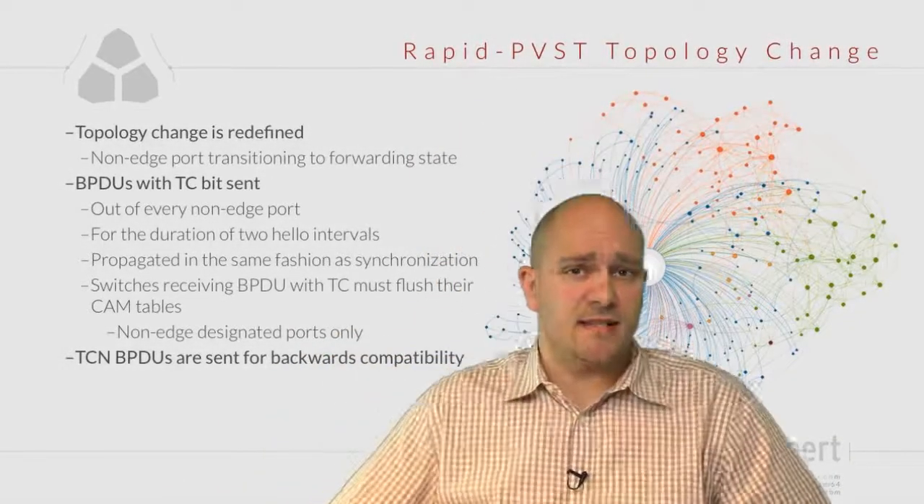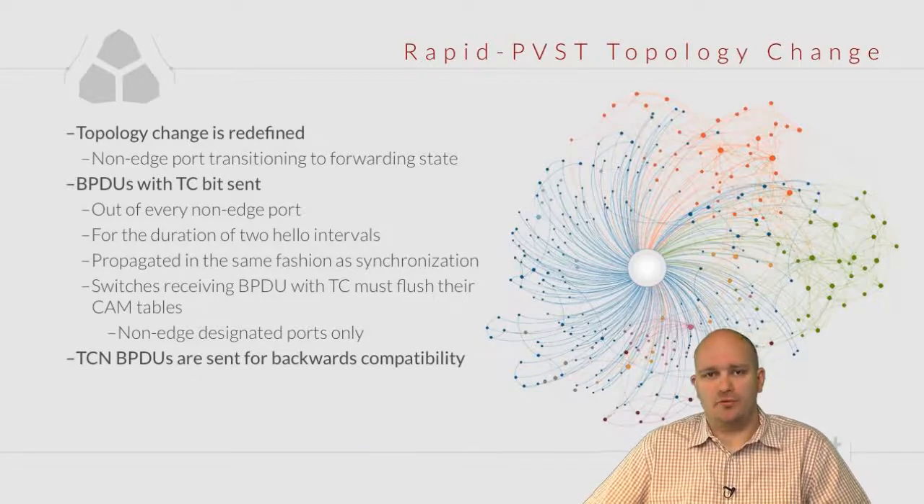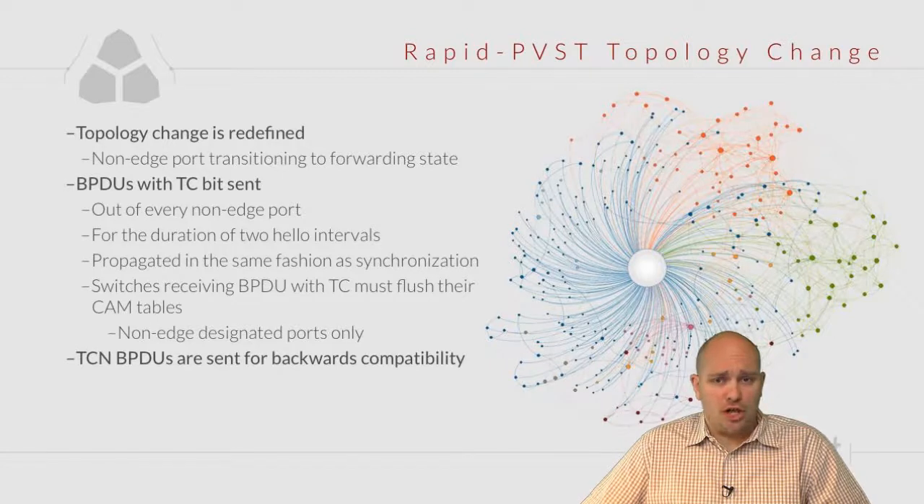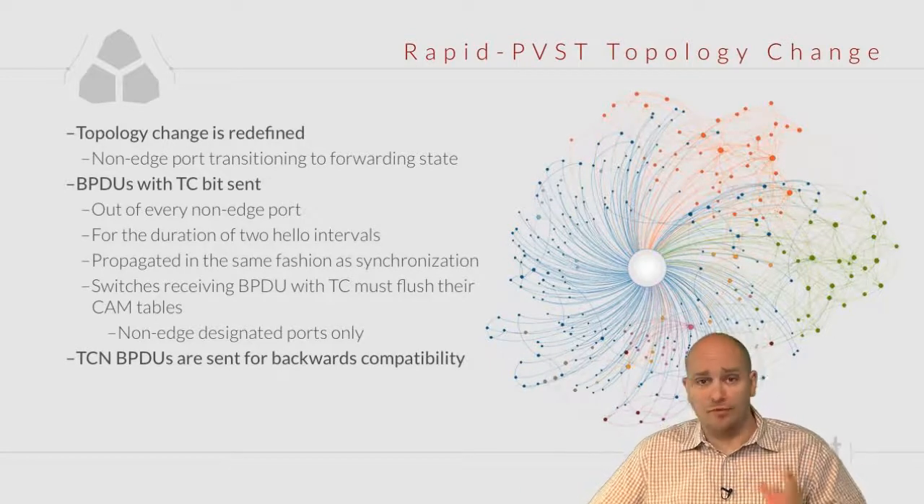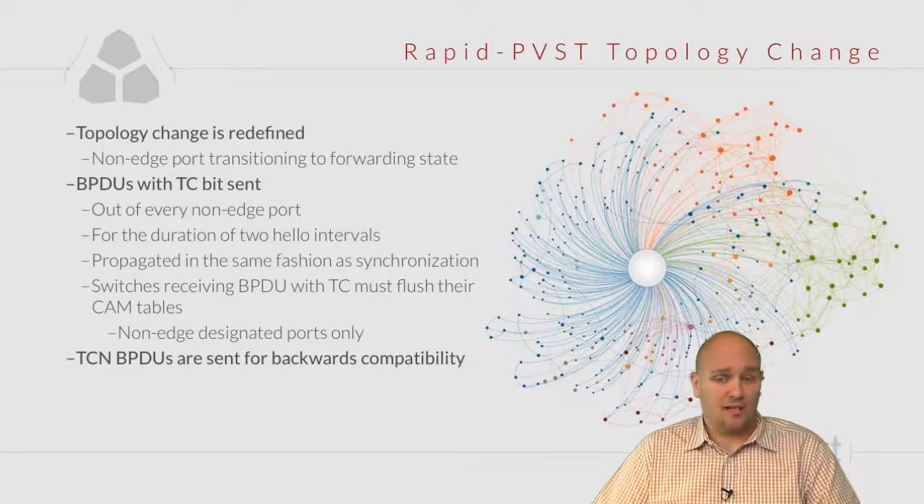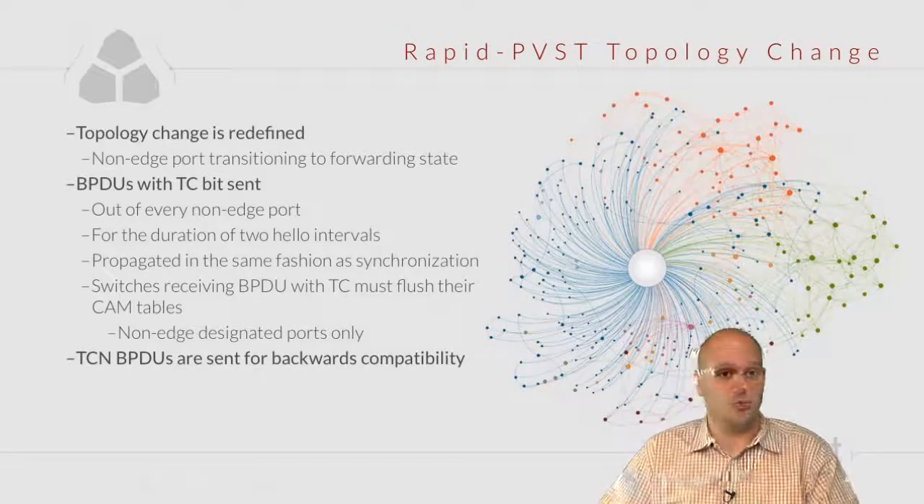Last but not least, let's examine what happens when there is a topology change in a rapid PVST network. First of all, the topology change is a little bit redefined from the traditional spanning tree. In the rapid spanning tree, the topology change event is basically a non-edge port transitioning to forwarding state. So if the port goes down, we don't really care about it. We only care if the port starts forwarding, and it's a non-edge port.